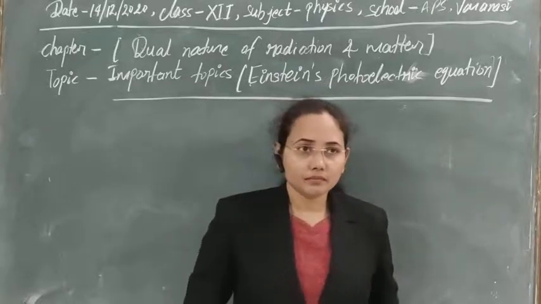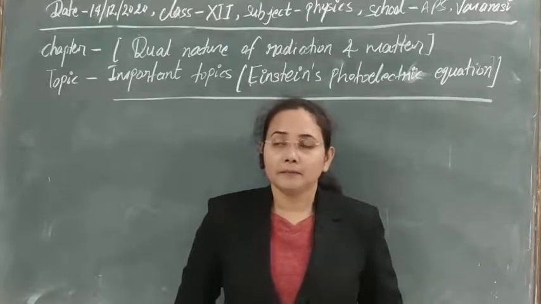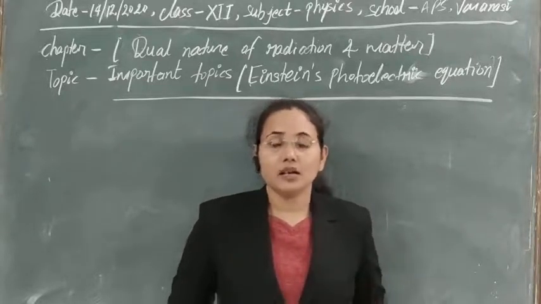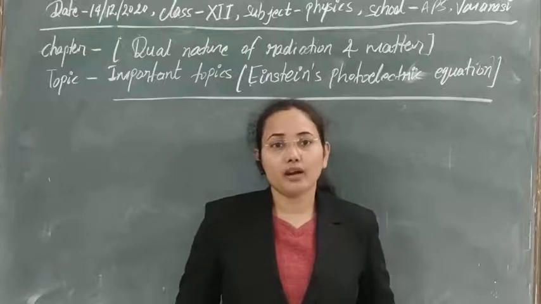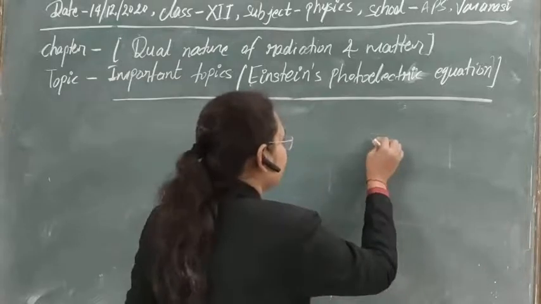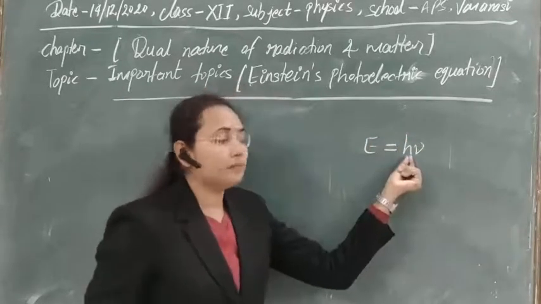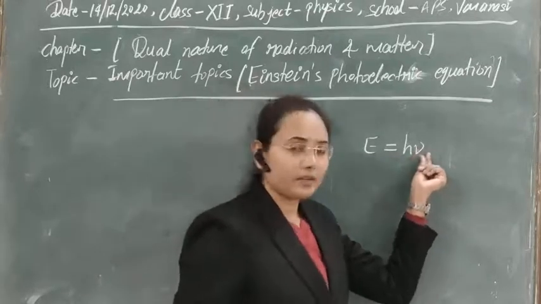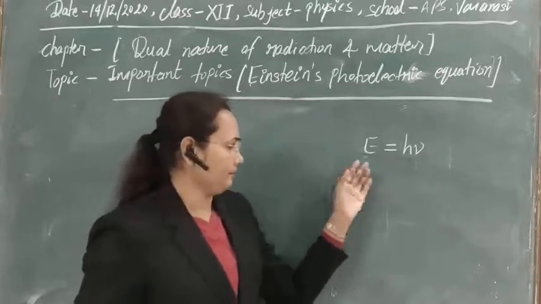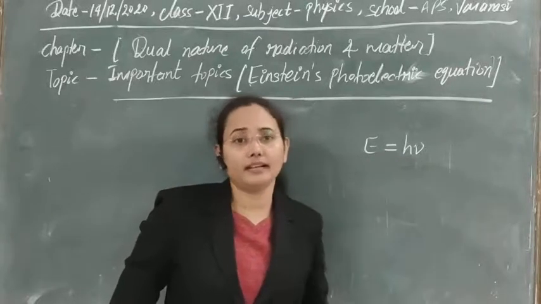So Planck gave a new idea that light is made up of a large number of photons, a large number of particles, and each particle is known as one quanta or one photon, and each quanta or each photon has energy E equal to h nu, where h is the Planck constant and nu is the frequency of that particular radiation or light. It means simply that the energy of radiation is directly proportional to the frequency of that radiation.